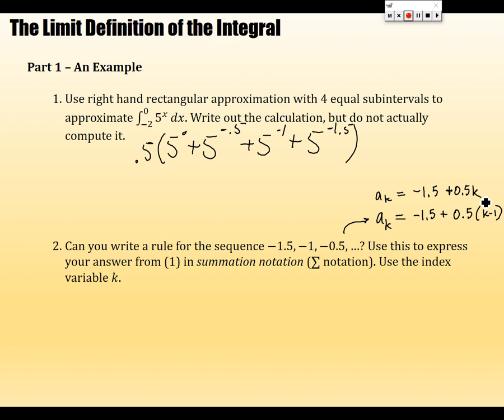So we're just re-expressing again the answer from number 1. That's all we're doing. I want it to be exactly the same thing as number 1, just written in summation notation. That's all. You can use 5 to, we know that.